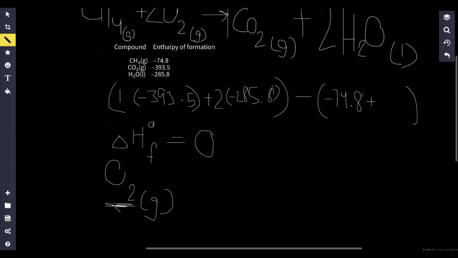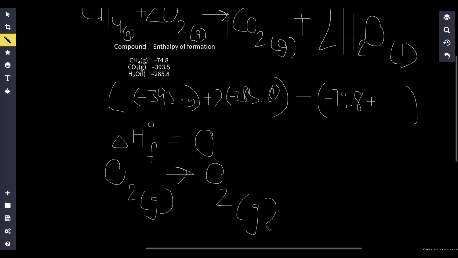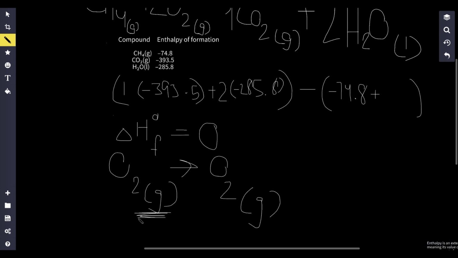So when an element is in its standard state, that enthalpy of formation is equal to 0. Because oxygen gas in its standard state is going to be in a gas phase. This is kind of like saying, if I'm trying to form oxygen gas in its gas phase, let's say I'm trying to form oxygen gas, well, take a look.